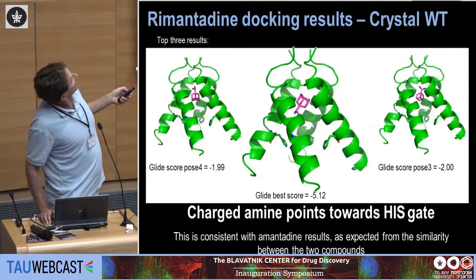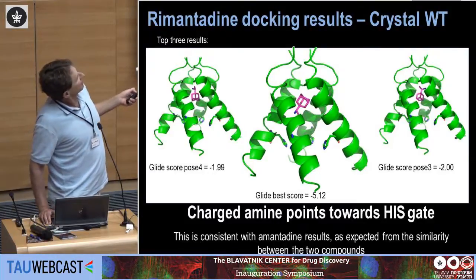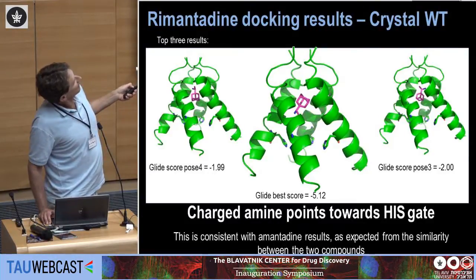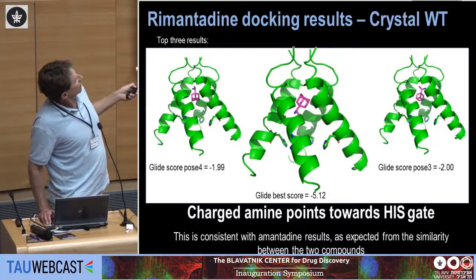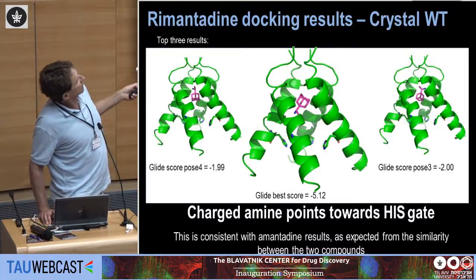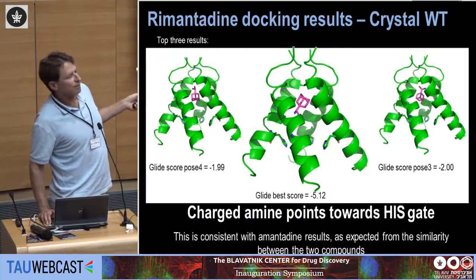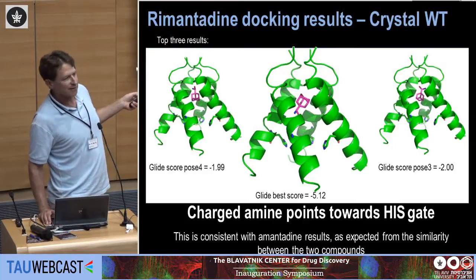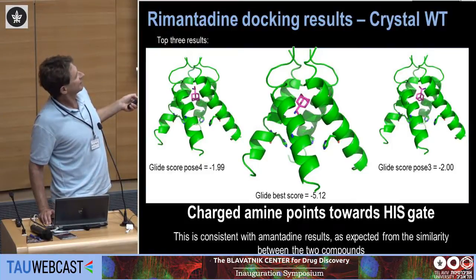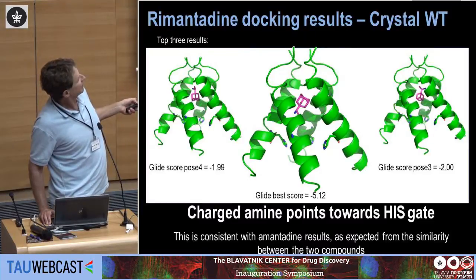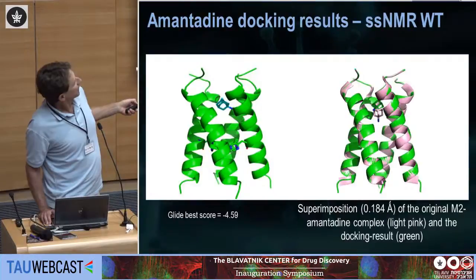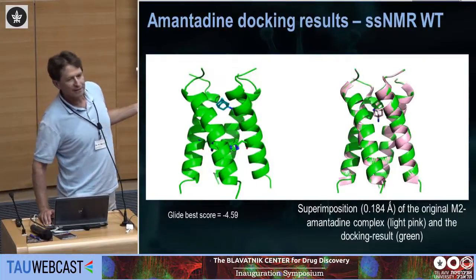Then she did the same with rimantadine, and both molecules bind such that the charged amine points downwards towards the so-called His gate, the 4 histidines that are there, 1 from each subunit. And again, that's the best score. And it also superimposed well with the co-crystal.